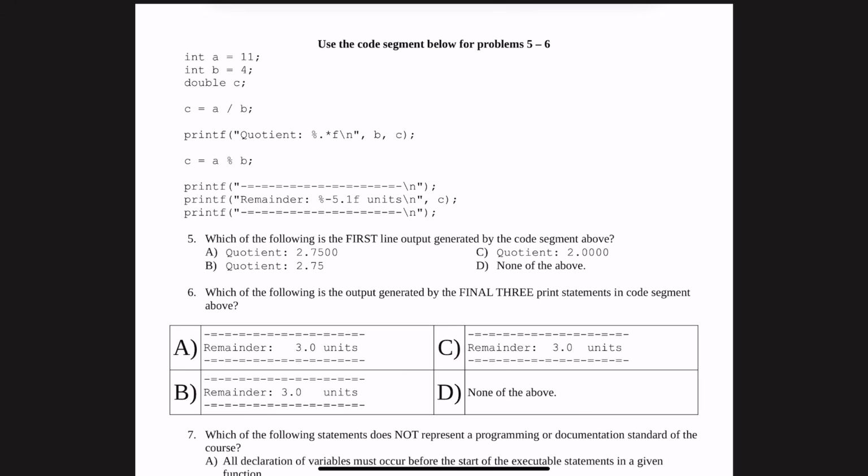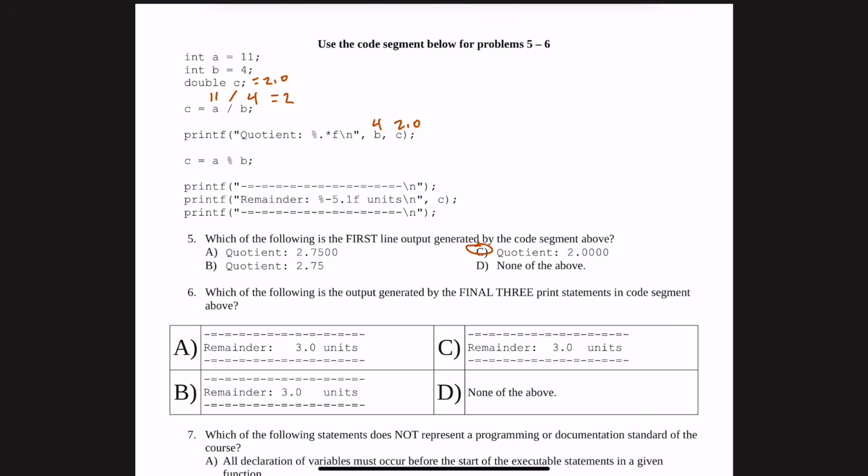So diving right into our code, we have C is equal to A divided by B. Well, we have 11 divided by 4. Integer divided by integer is going to be integer, so there's no space to hold that decimal, that 0.75. So this is going to be equal to 2. So now our right-hand side is 2, the left-hand side is a double, so we're going to promote 2 to 2.0 to match. So C is equal to 2.0. So we're going to print out the value 2.0 with a precision of 4, meaning 4 values after the decimal point. So our answer for 5 is going to be C.